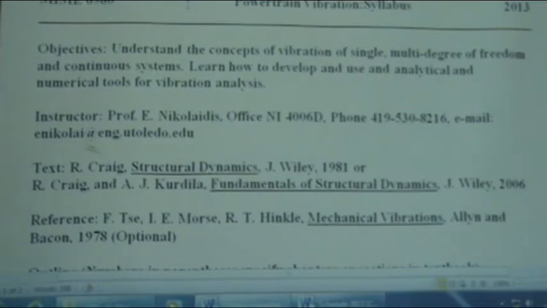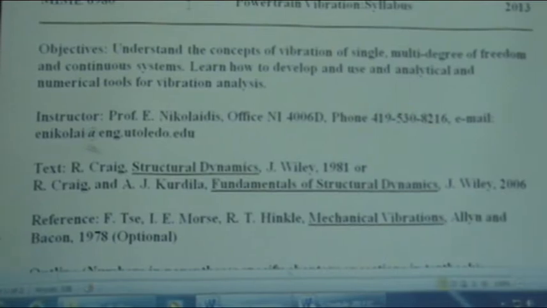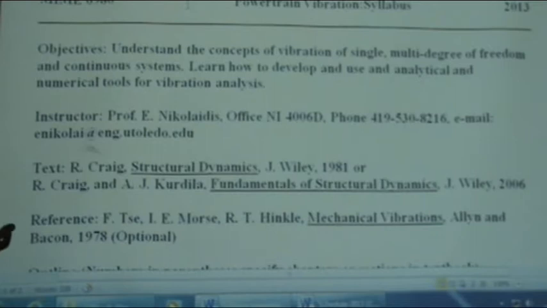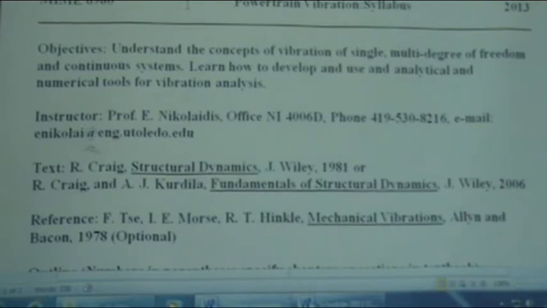Sometimes vibration, though, is very useful. An example is music. When you have an instrument and play music, there is vibration, and that creates sound that is transferred. Voice is generated from vibration of the vocal cords.